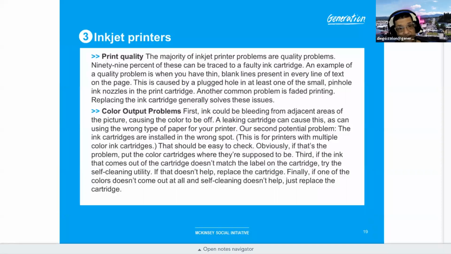Most of it could be because of, believe it or not, a non-manufacturer cartridge. A lot of them will not service their printers if you do not buy a Canon cartridge, because of the fact that these off-market shelf ones are very, very horrible quality, and it creates problems. An example of a quality problem is that you have thin or blank lines in every line of the text.